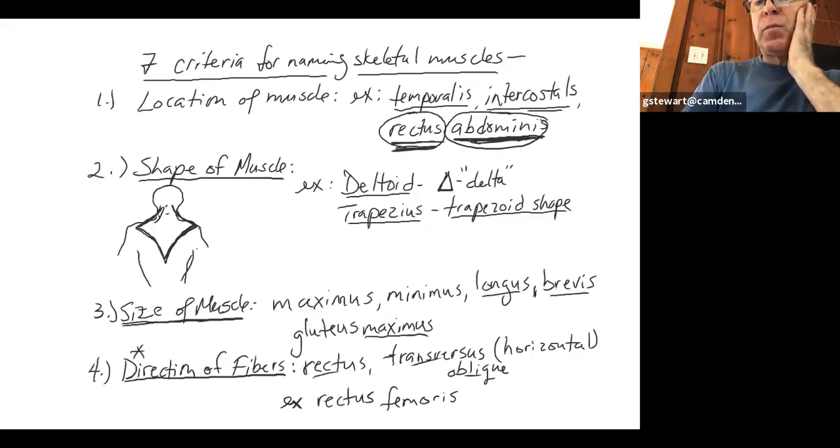Transversus abdominis would be fibers running in a horizontal direction in the abdomen, or something like internal obliques. Those are muscles that the fibers run at a diagonal, like this. So transversus fibers typically run this way, obliques at a diagonal, rectus usually with the midline of the body or the axis of the bone in which they run. All right, I'm going to layer on a new whiteboard.